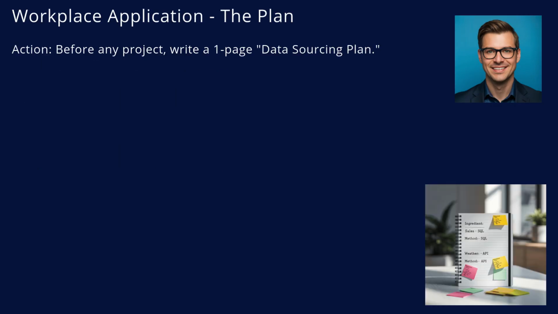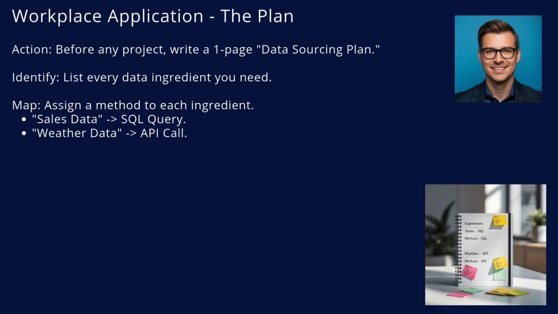Here is how to apply this at work. Before you start your next ticket, write a one-page data sourcing plan. List every ingredient you need to answer the business question. Then, map a specific method to each one. Write down, for sales data, I will use a SQL query. For weather data, I will use an API call. Doing this upfront prevents the frustration of getting halfway through an analysis only to realize you cannot access a critical piece of information.